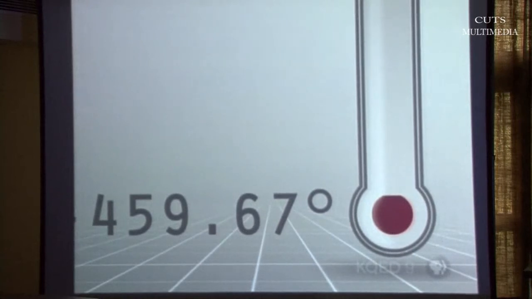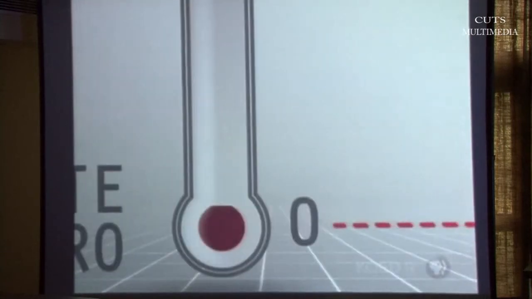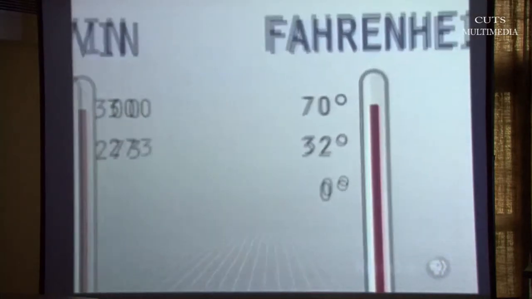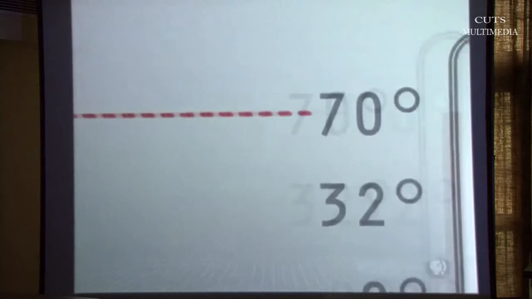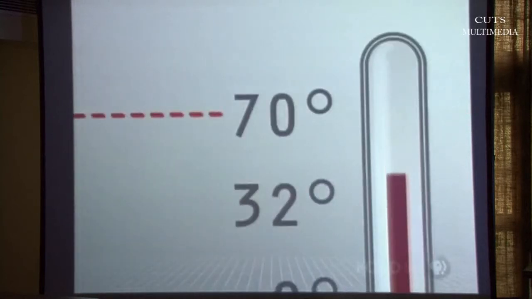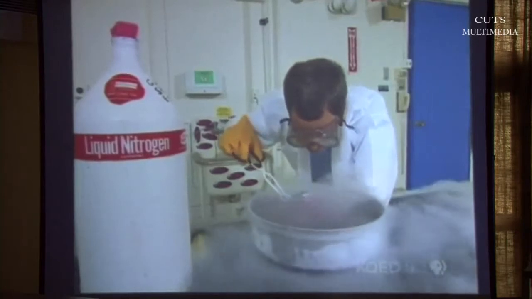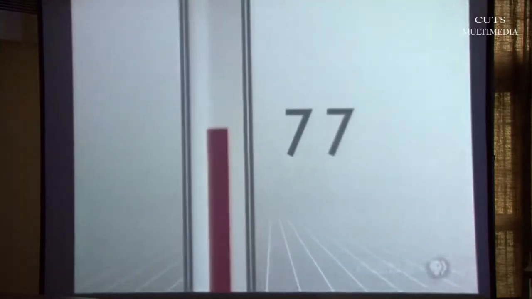459.67 degrees Fahrenheit. This is Fahrenheit, huh? In centigrade, it will be 273. Absolute zero. So in the Kelvin world, room temperature would be about 300. And water freezes at 273 Kelvin. And this liquid nitrogen? 77 Kelvin.